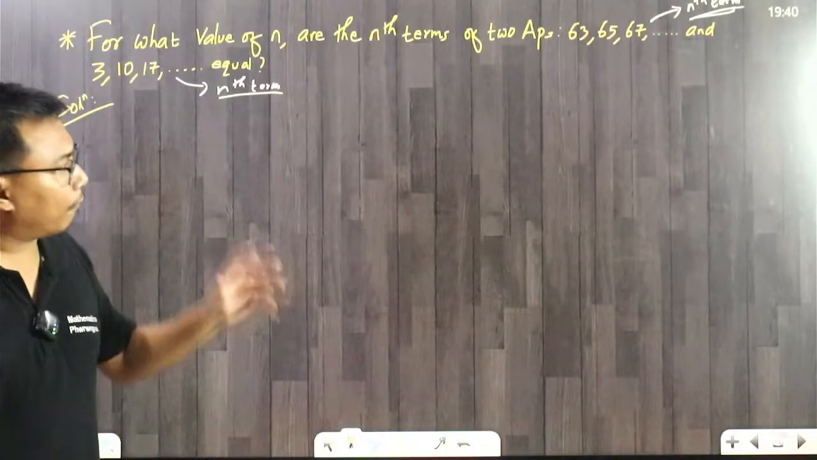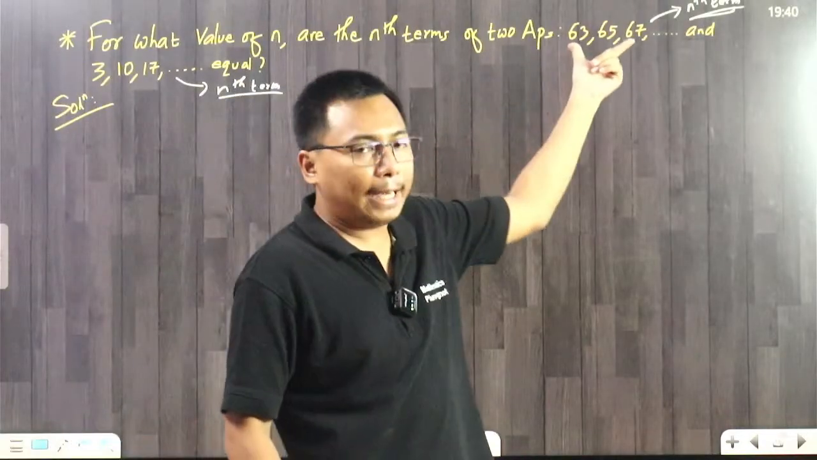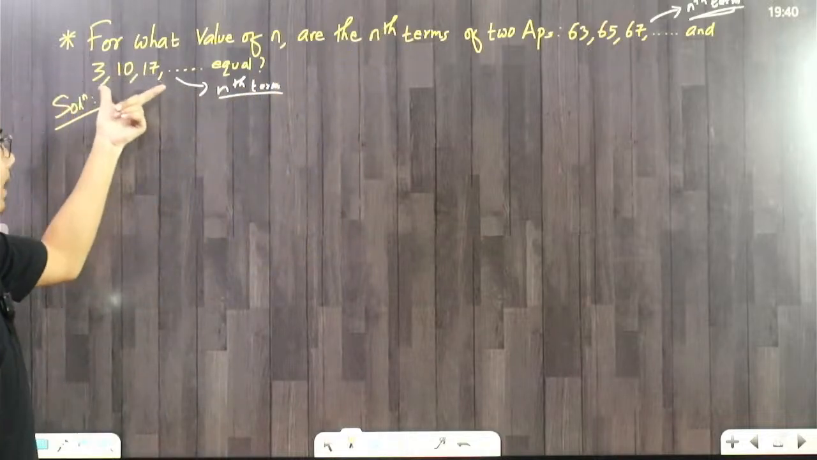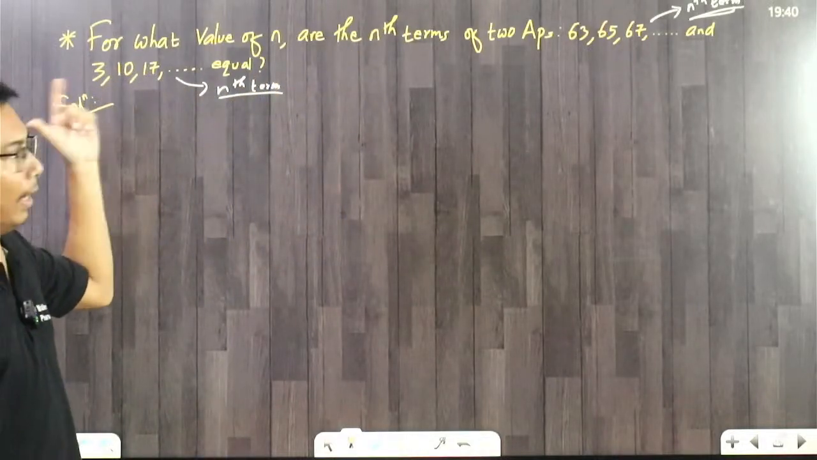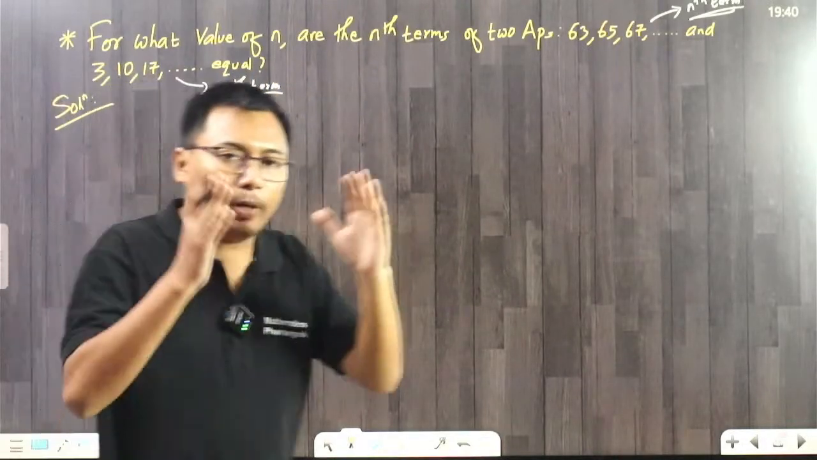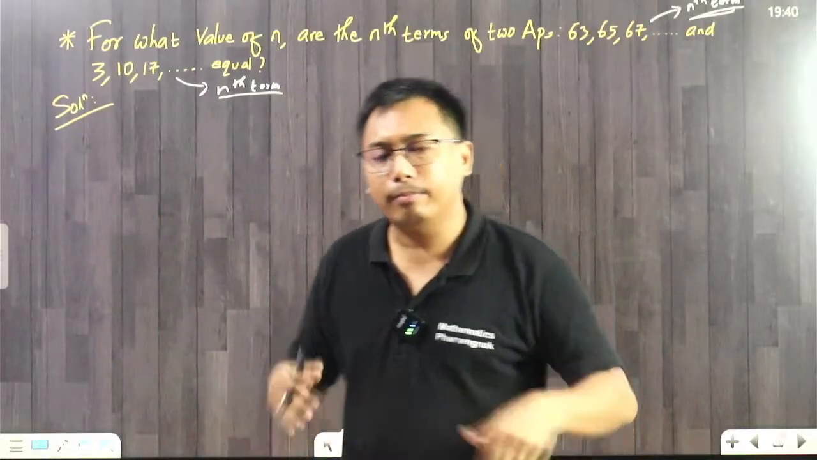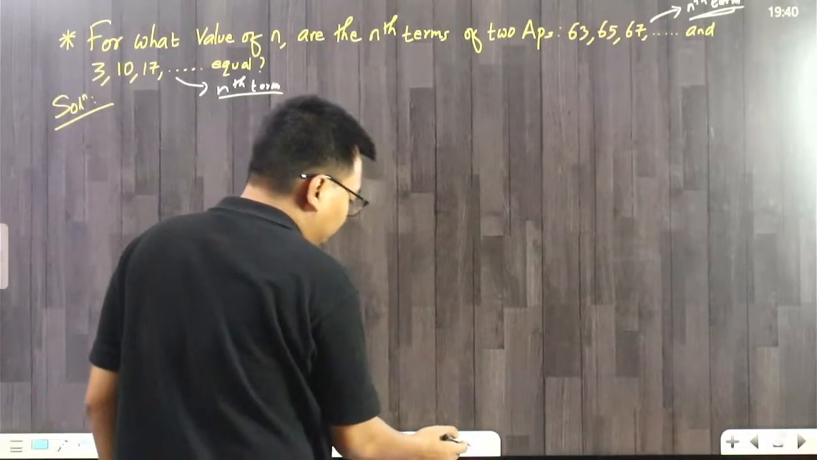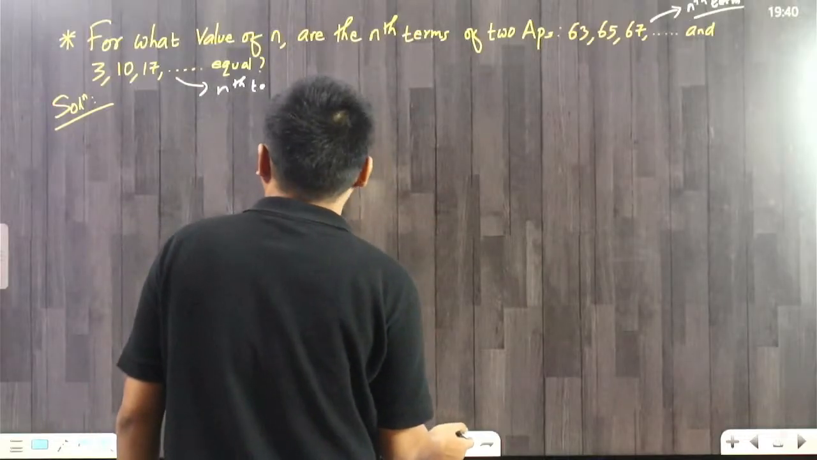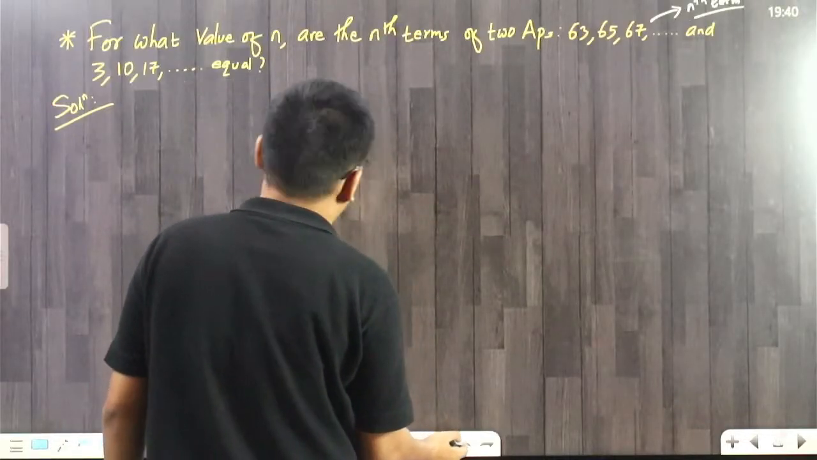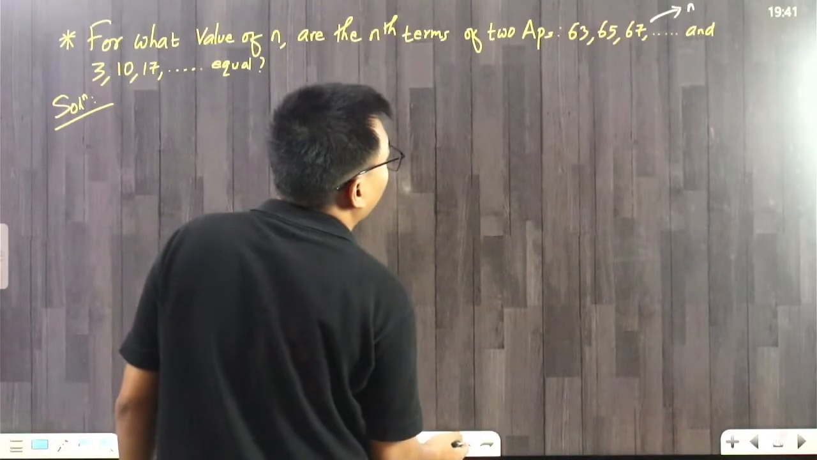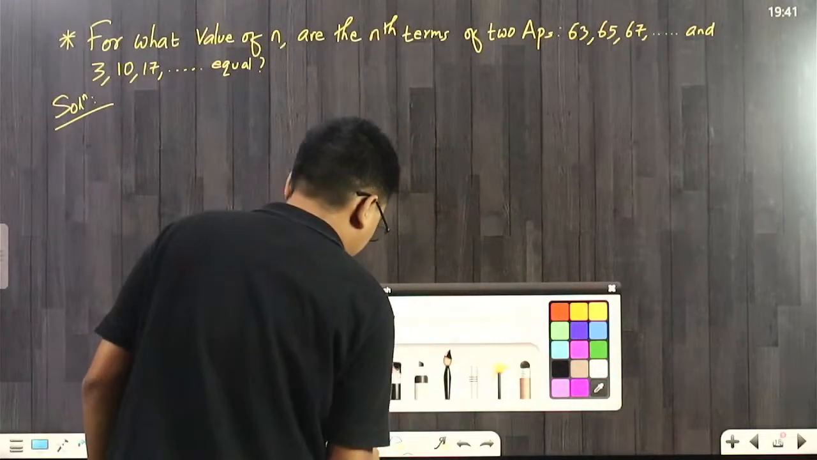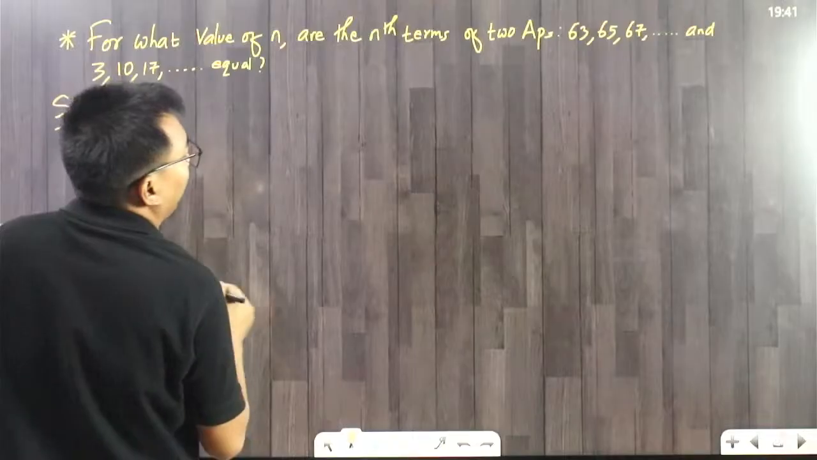First of all, we'll find the nth term of this AP, and secondly, we'll find the nth term of this AP. Then it says that they are equal, so we'll equate them, and if we solve, we'll get the value of n. So that will be the steps that we will take to solve this particular question. Okay, let's start.